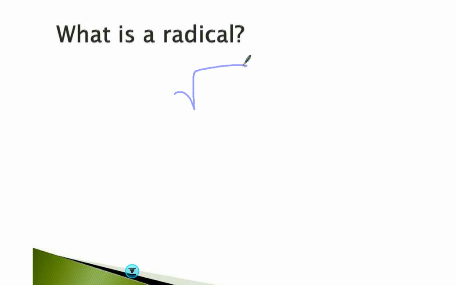This is the inverse operation of squaring something. So for example, I could say x times x is equal to x squared. And then to undo that operation, okay, I would take the square root. So the square root and the squared cancel each other out. So that is what a radical is.